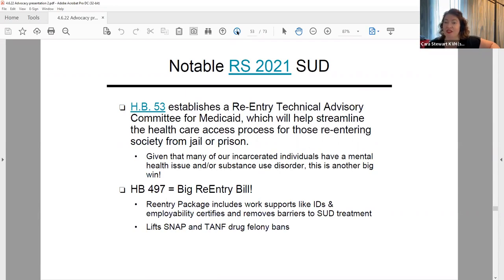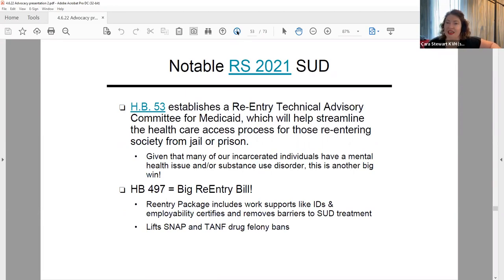So there's oftentimes little pieces that will fit within a bill that maybe you worked on 100 different ways. We worked on that SNAP drug felony ban so many different ways. And so you just never know when you're going to find a vehicle that it's going to be able to get put into and championed and become law.